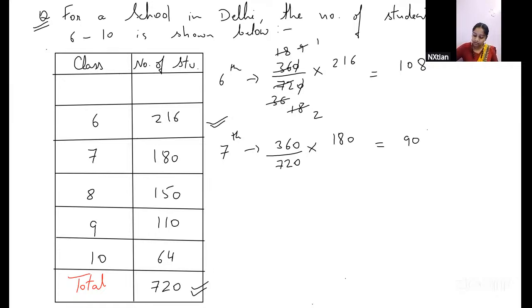Then 8th. 360 divided by 720 multiplied by 180. Oh, sorry, not 180. This is 150. 150, 75 degrees.